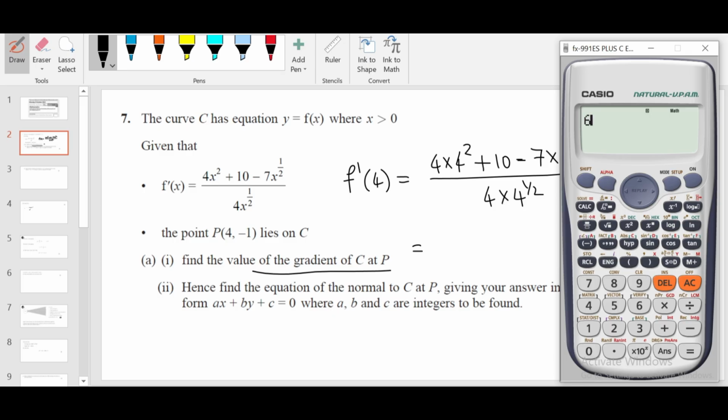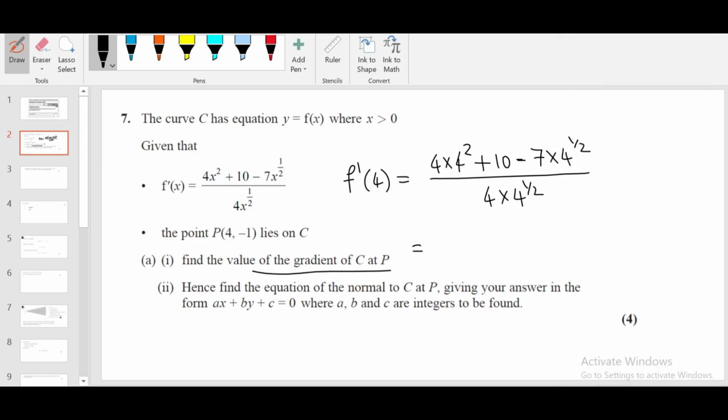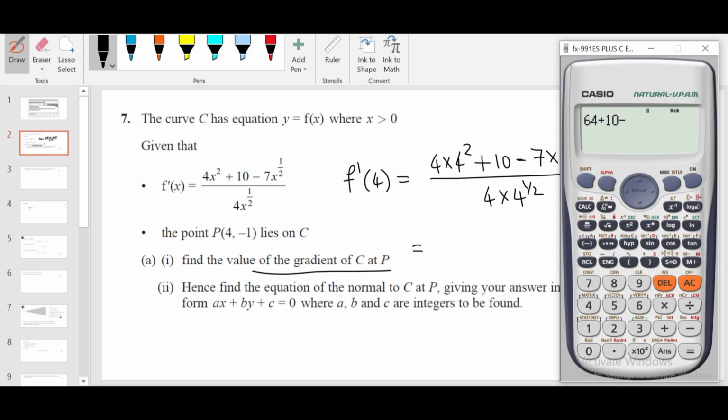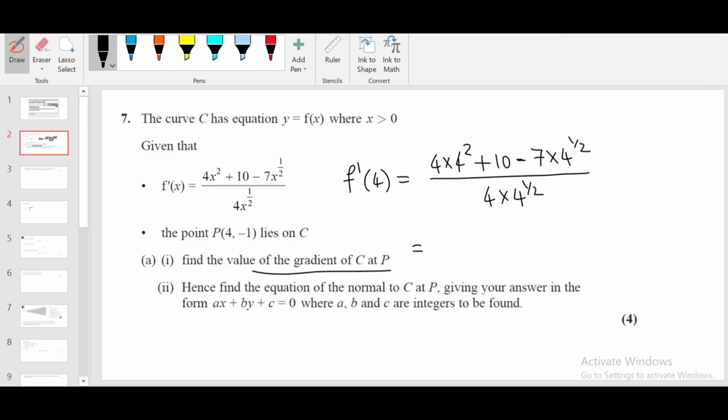4 square times 4 is 64 plus 10 minus 7 times 4 power half. 4 power half is 2, so 7 2s are 14. That's 60. So we have 60 divided by 8, which is 15 4s are 60 divided by 2. 15 divided by 2. That's the answer. That's the gradient at P, or the gradient of a tangent.